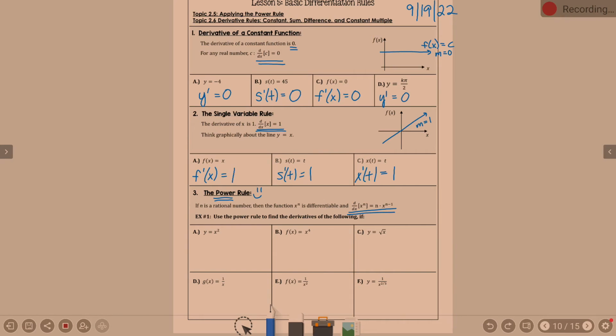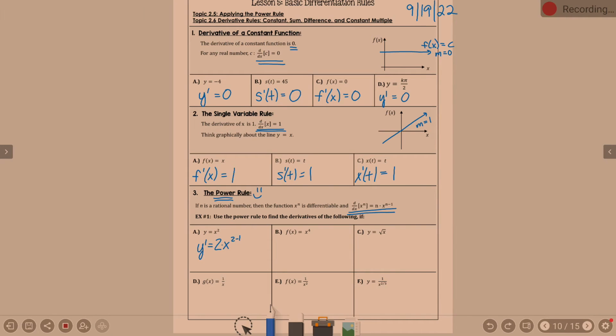So if y equals x squared, then y prime. We move the power out front, which is what? 2. It's still going to be x. And then what do we do with that power of 2?